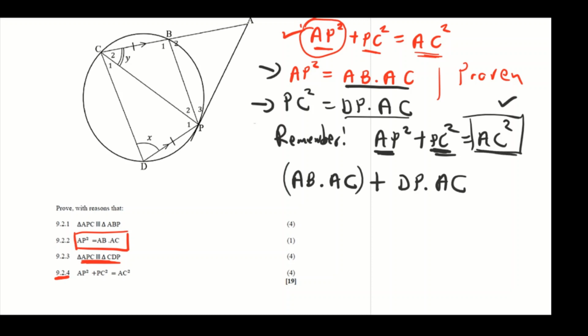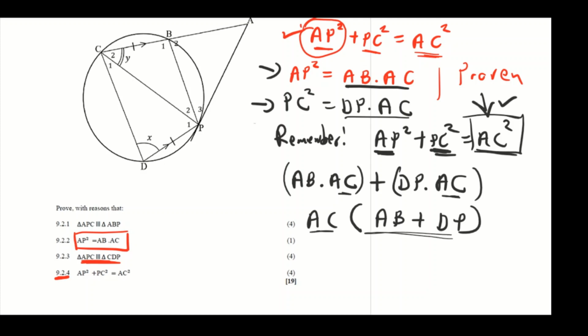So how should we do it? If you see here, what's common? Let me put it in brackets. What's common is AC here and AC here. So we can factorize AC. What remains? It's AB plus DP, right? Remember, we want to find AC squared. So we are close. This is AC, meaning whatever is inside has to be AC. So how can you prove that it's AC?